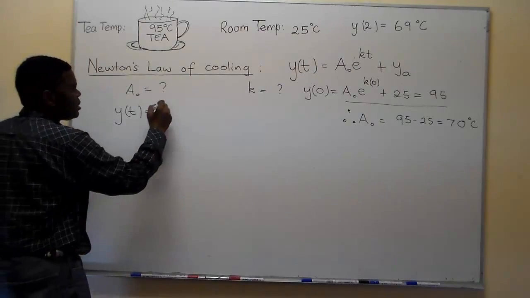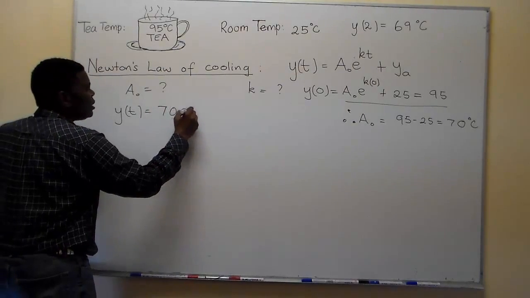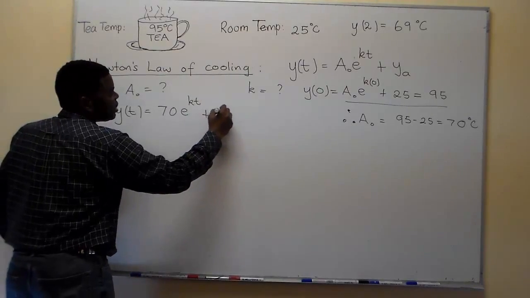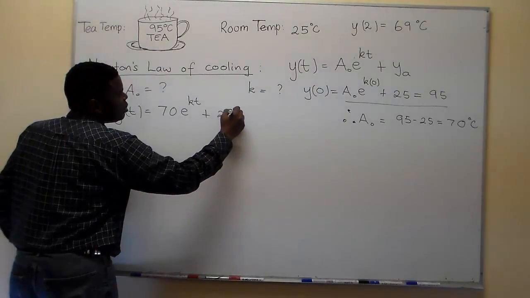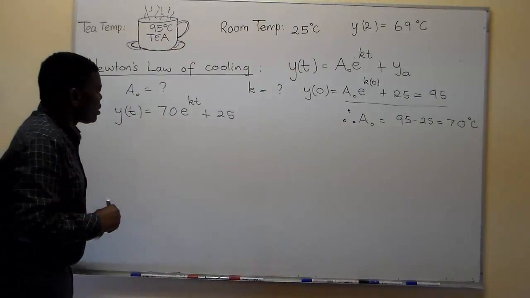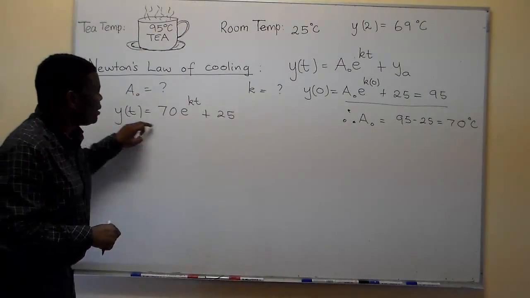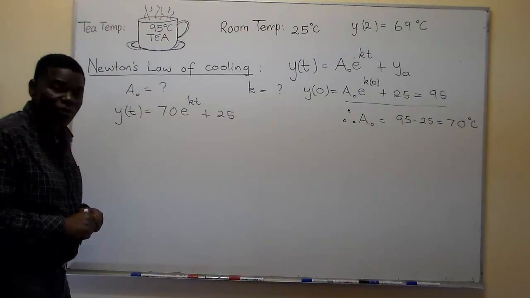So now we can rewrite the model as 70 e to the power kt plus 25. So now we've achieved partly what we were supposed to do, to get the value of A0, and the function now we can express it this way.